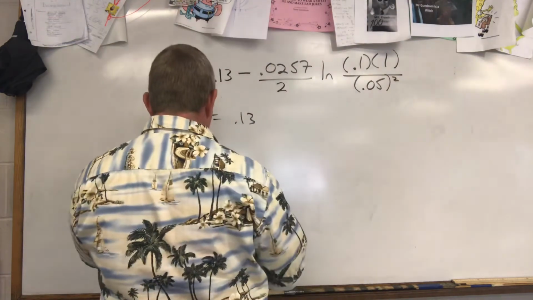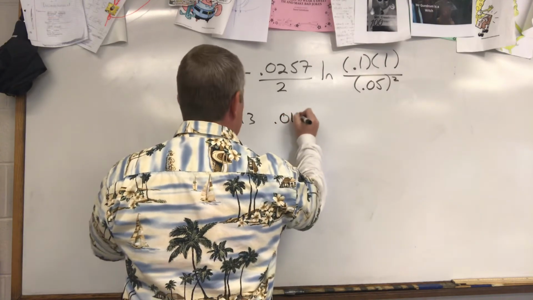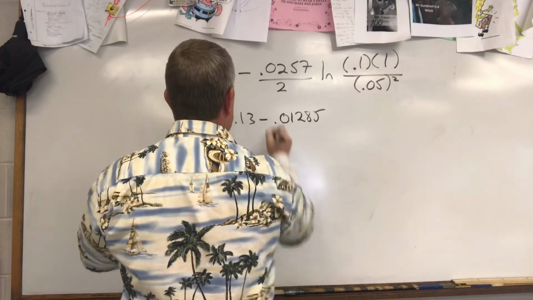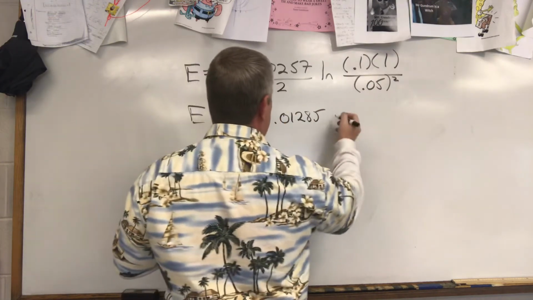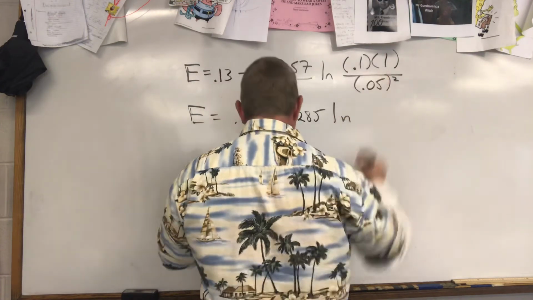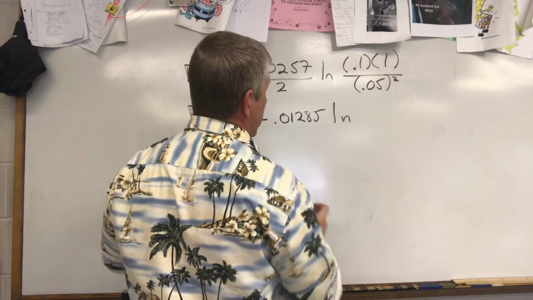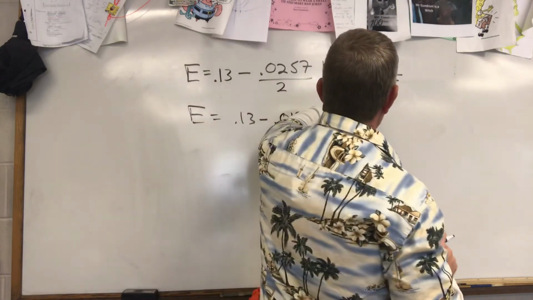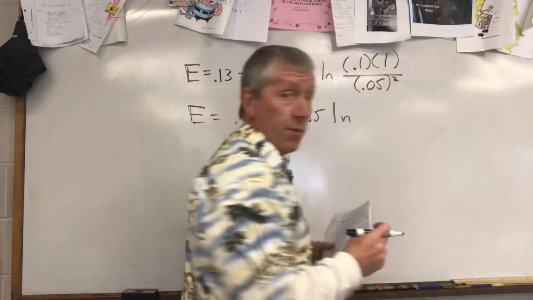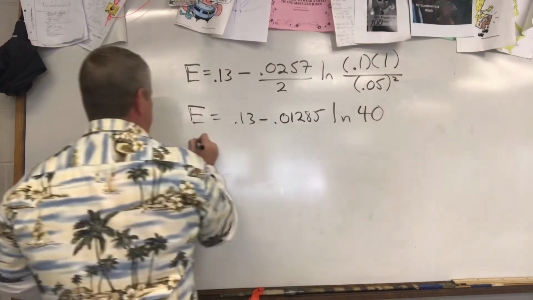This divided by 2 is 0.01285. Okay, minus that. And this natural log of all this stuff. So all this stuff comes out to be 40. Say 0.1, this is 0.02 to the second power, that's 0.0025, goes into 1. Yeah, it's going to go 40 times. Okay, this comes out to be 40. So keep going.